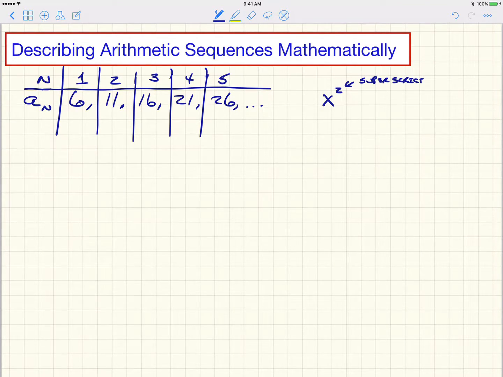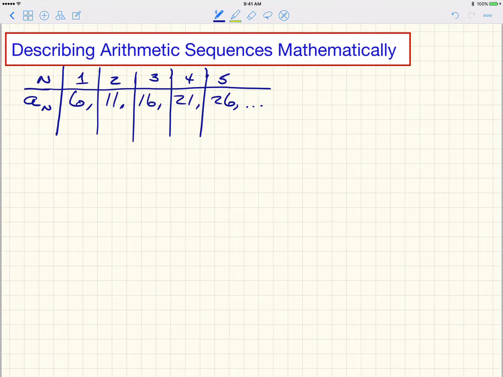If I have something like a sub n, this is sometimes called a subscript. Now, don't get the two confused, these are completely different. A superscript means I'm multiplying x by itself. A subscript means I'm naming a term in the sequence. We shortcut that as just sub. So that's a subscript and a superscript, just so you're aware of how that works.